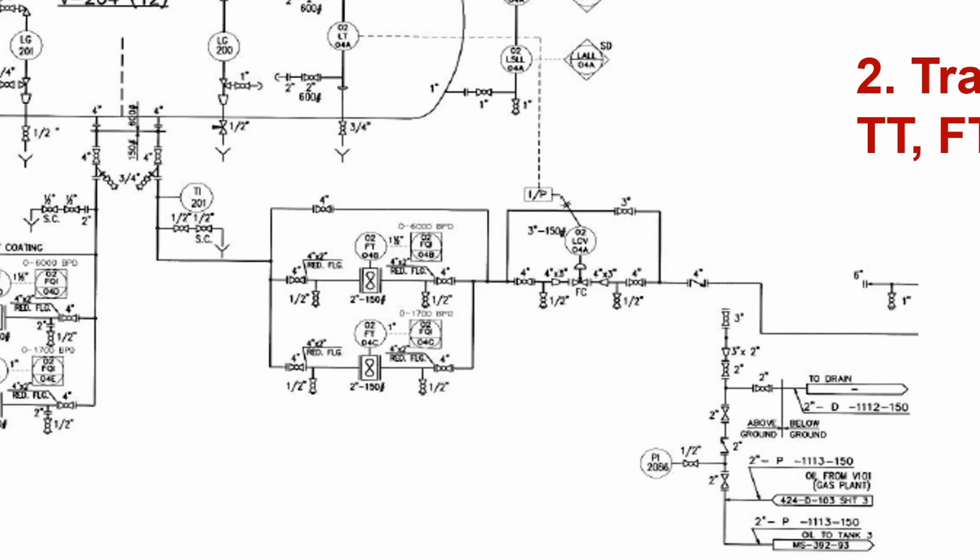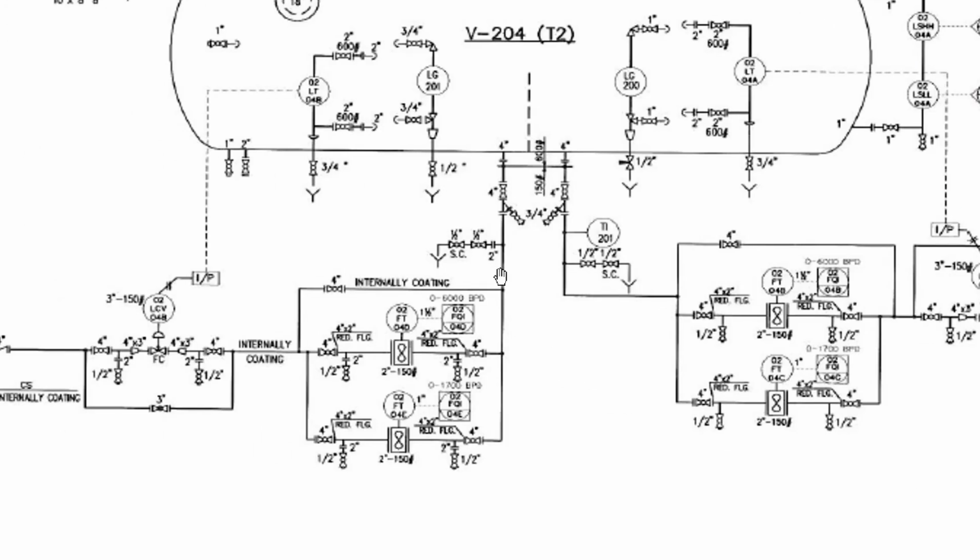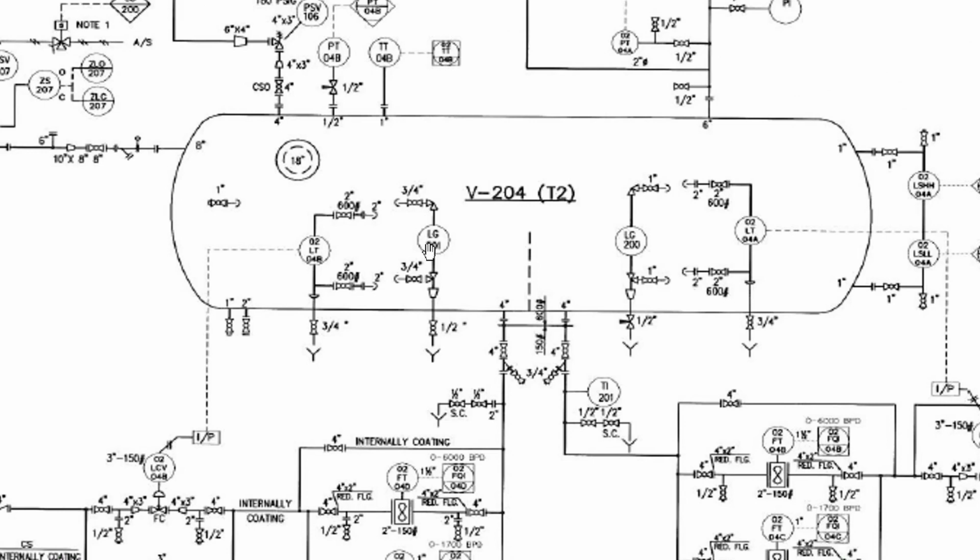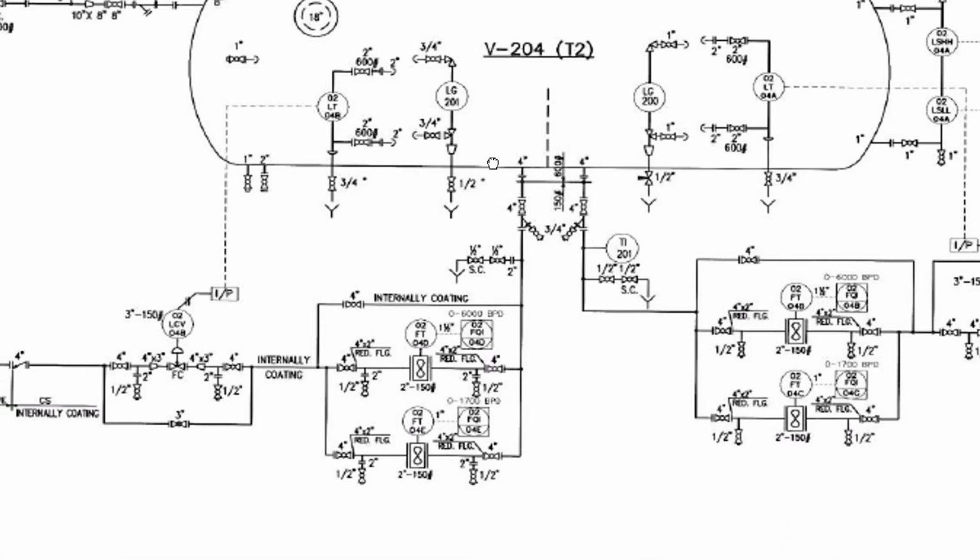Then in the water outlet line there is also a level gauge, and that's all.